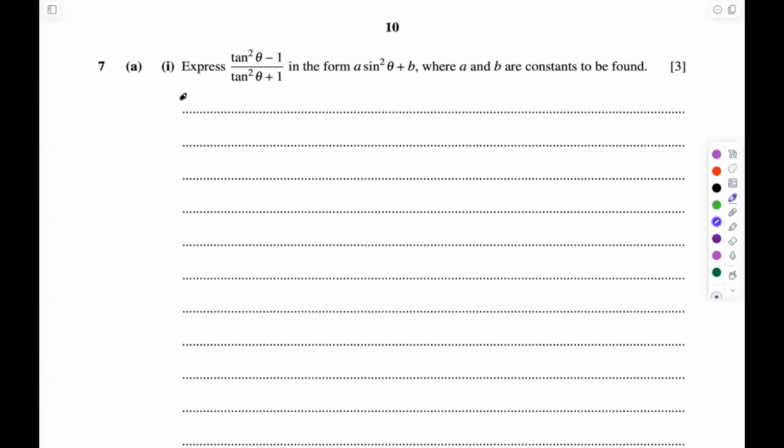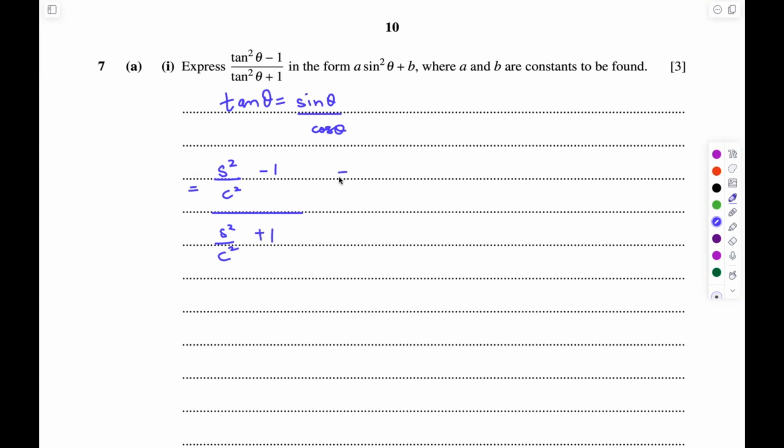In 7a part 1, we have to express tan squared minus 1 upon tan squared plus 1 in the form a sine squared plus b, where a and b are constants. So to convert it to sine squared form, we know that tan is equals to sine upon cos. So as tan theta is sine theta upon cos theta, tan squared will be sine squared upon cos squared. So this will become sine squared upon cos squared minus 1, and this will divide by tan squared plus 1, which will be written as sine squared upon cos squared plus 1.